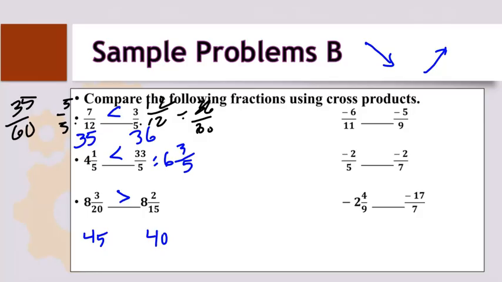3/20ths times 3/3 would give us 9/60ths. Over here, if I multiplied 15 times 4, I would get 60. 4 times 2 is 8. 9 is still bigger than 8.